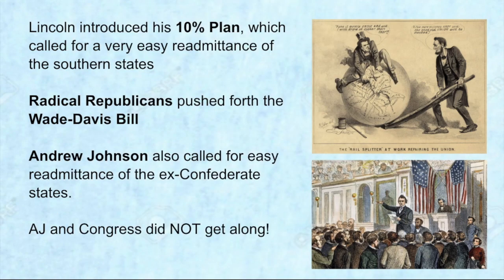His vice president, Andrew Johnson, a Democrat, took over. Johnson also called for easy readmittance of the ex-Confederate states. Now, a lot went down between Johnson and Congress, including his impeachment over the Tenure of Office Act, but he was able to remain in office. And it would be quite an understatement to say that he and Congress did not get along.